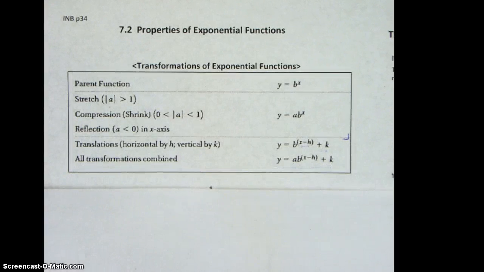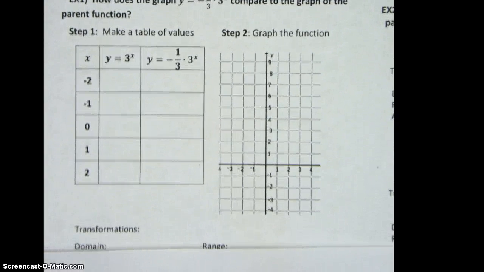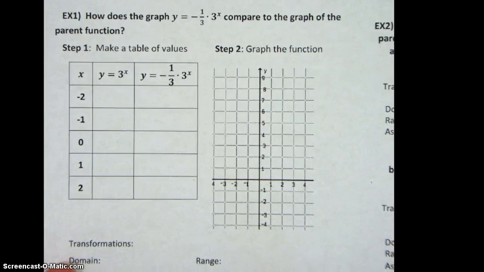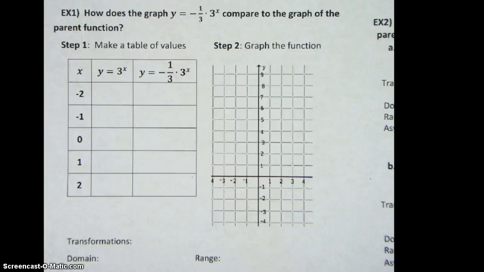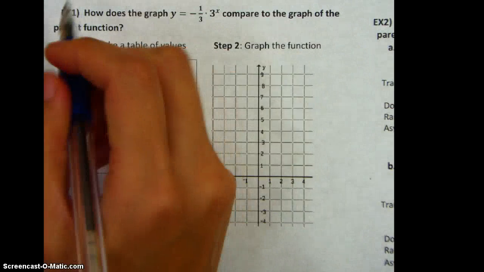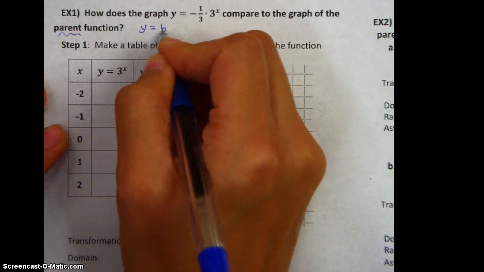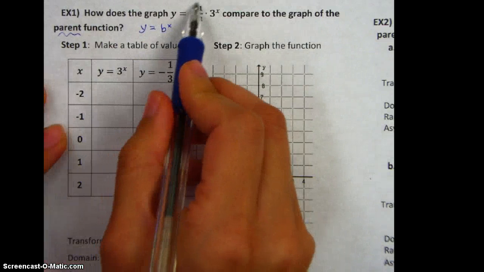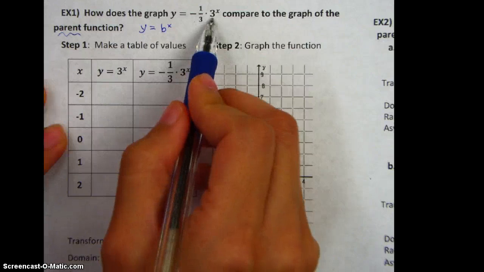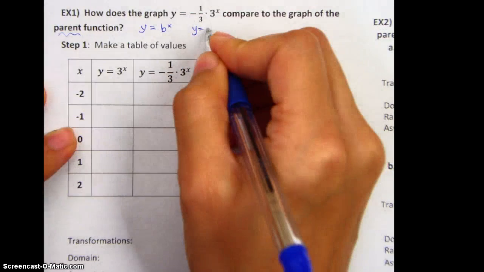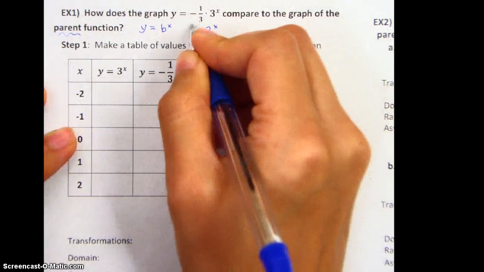So let's go through this example problem and see how that really makes sense in a real example. How does this graph compare to the graph of the parent function? When we're talking about the parent function, it's always of the form y equals b to the x. That means we don't need this a number, we only need b and the x. In our case, the parent function would be y equals 3 to the x.